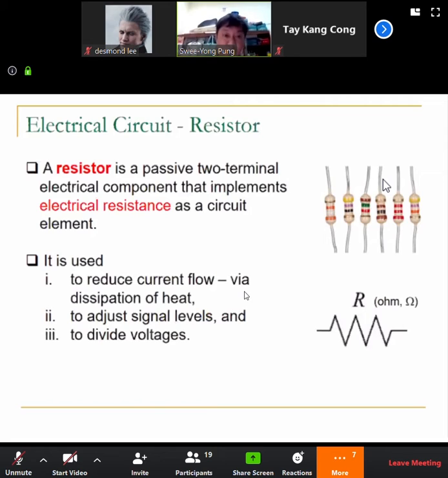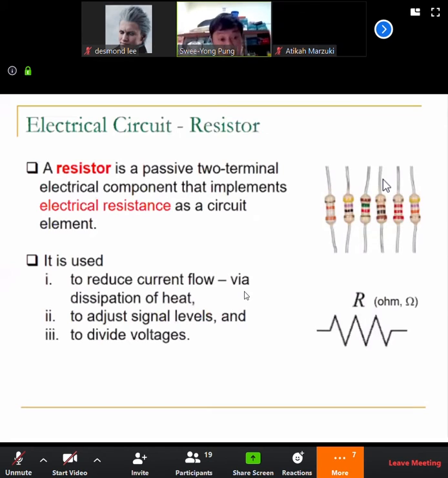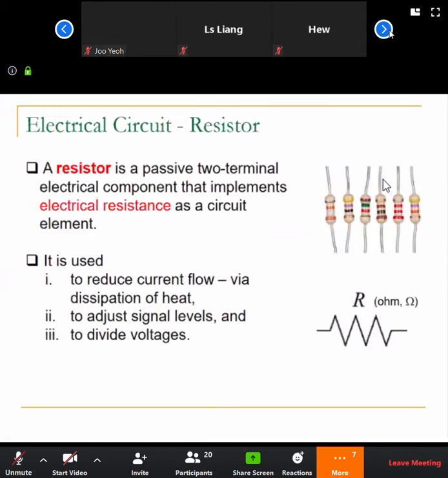Oh, no, sorry, from high to low. And also, we can use it to divide voltage. If we connect them in series, say we put four resistors in series, then we can divide the voltage across each of the resistors. Right, this is about resistor.